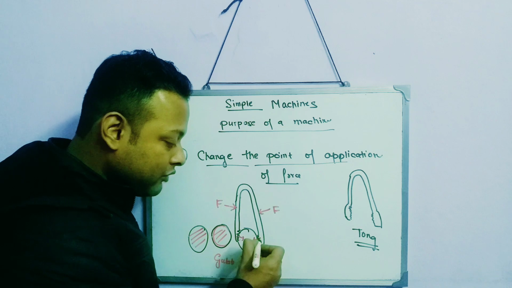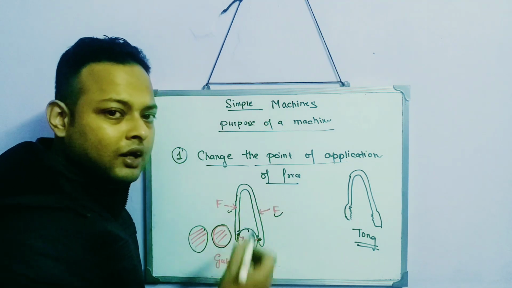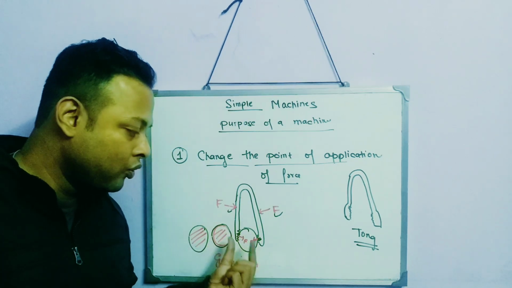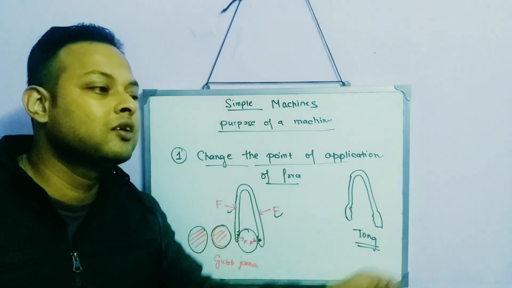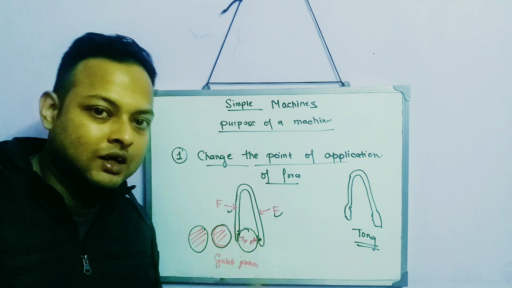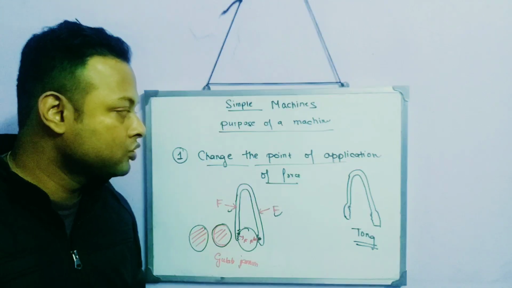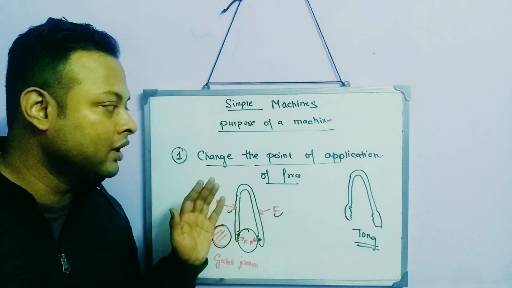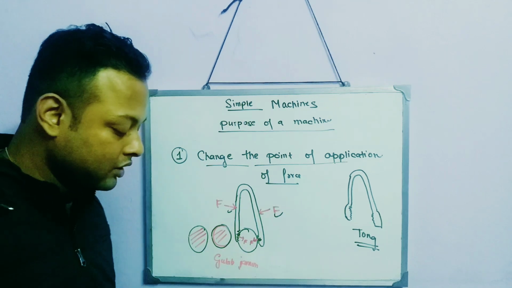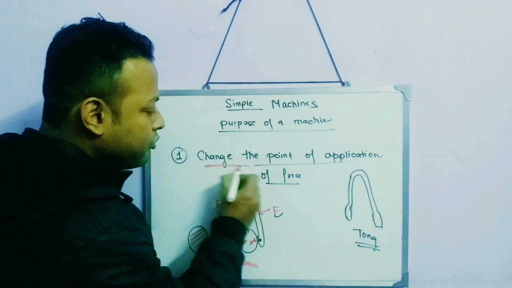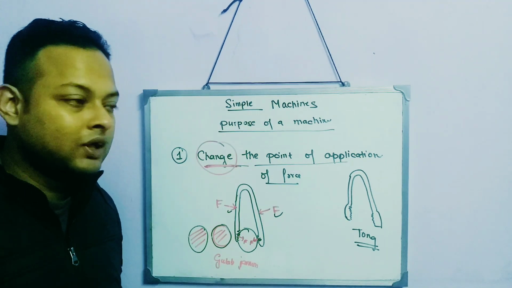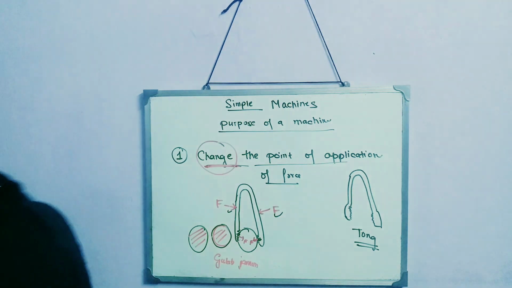So we won't apply the force over here, we will apply the force over here, and our work can be done easily. Now we can use the tong and hold the sweet, and we can serve it to our friend. In that way the sweet won't get contaminated with our dirty hands, even if our hand is dirty. So I hope you understood what change the point of application of force means. Basic word is change. So next we'll move to the second purpose of a machine.